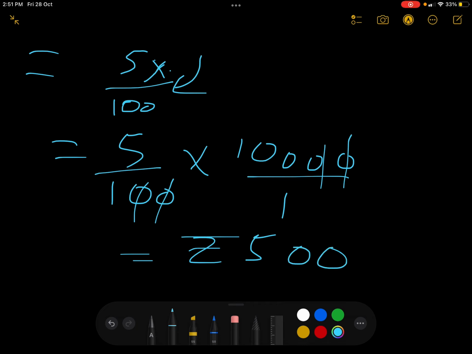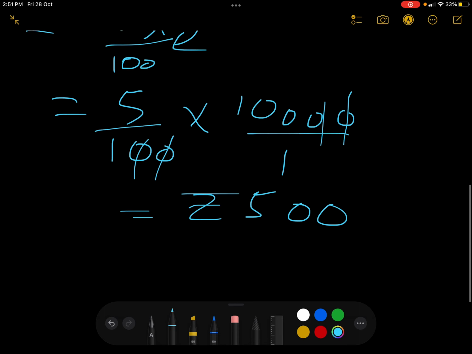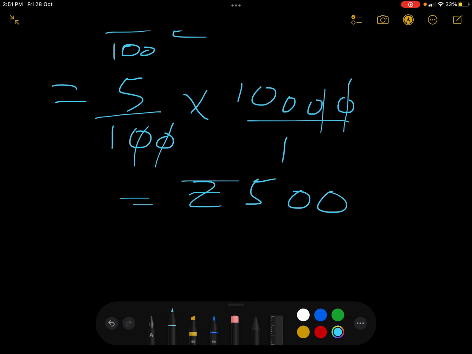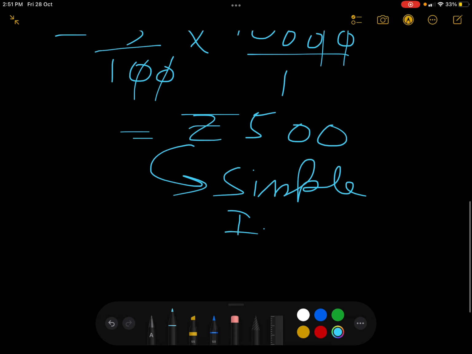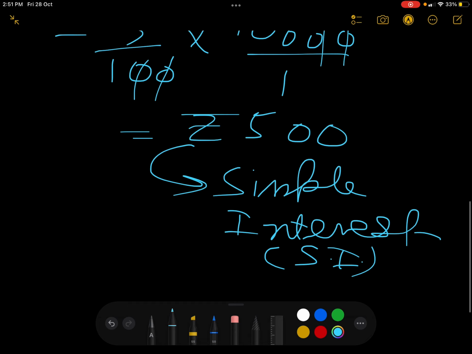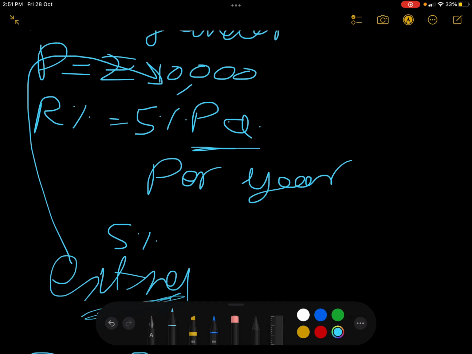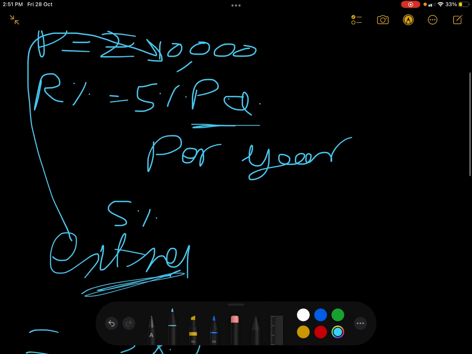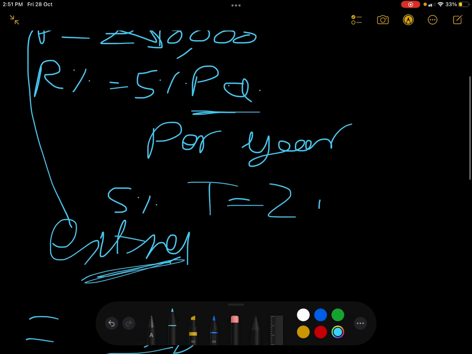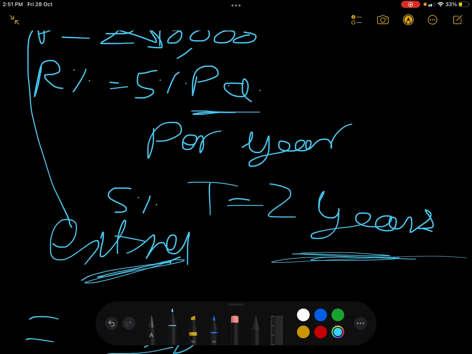Now that we know what money has been charged extra, let me tell you that this extra money is known as your simple interest, also called SI. Now let's say that the money lender says that he'll return the money after a time of 2 years. Fine. 2 years, that's the time. There's nothing much in that.